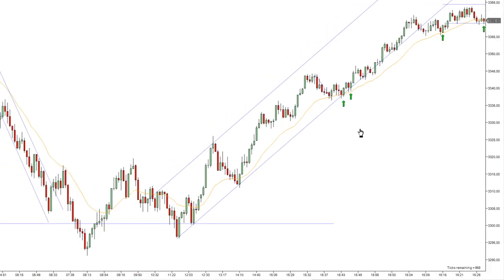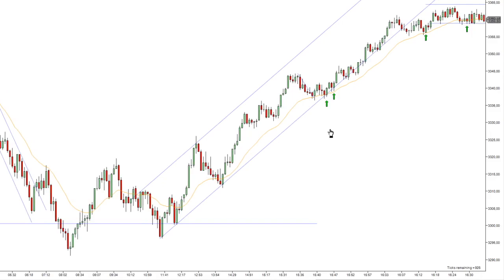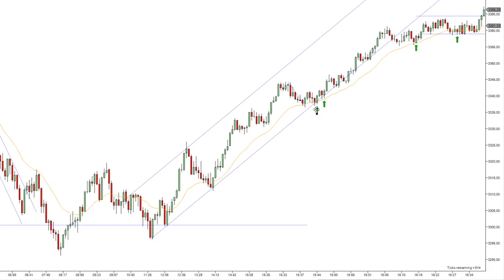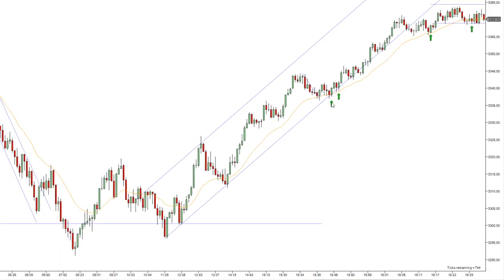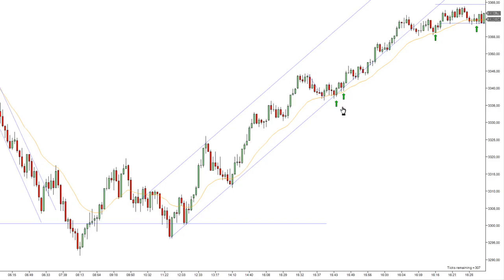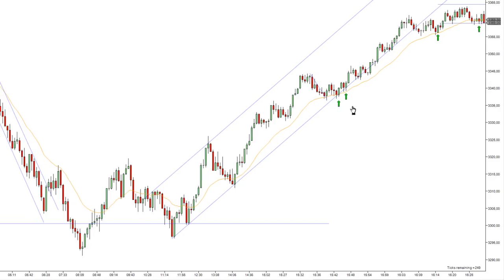Somebody in the comment section asked me to elaborate a little bit more on signal bars, so I'm gonna start off with that. And what I mean by signal bar is basically entry bar. It's the bar that we take our trade on, and it is basically the bar that signals that our rules for entry are being met.